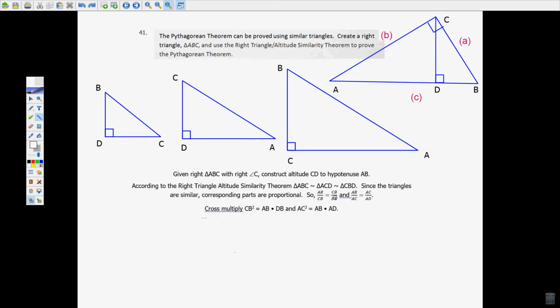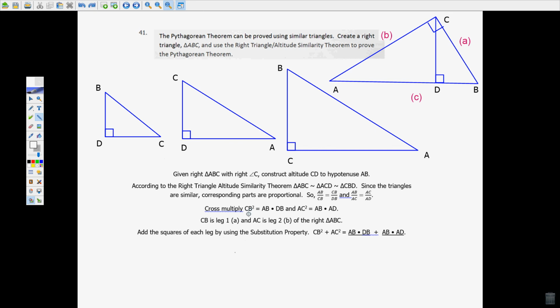Then if I cross-multiply each one of these proportions, I get CB squared equals AB times DB. If I cross-multiply over here, I get AC squared is equal to AB times AD. If you look back up in your original triangle, CB I'm going to call leg A, leg 1 or A, and AC I'm going to call B, or leg 2 of the right triangle ABC. Now remember, we're trying to prove the Pythagorean theorem, which is A squared plus B squared equals C squared. So we want to tie all this together.